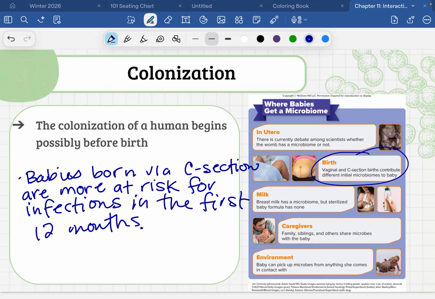And then close contact with any of the people around it, the diet, eating food, anything else is going to colonize the baby with microorganisms. Okay, and then their environment, the baby can pick up microbes from anything they come in contact with. And that will continue throughout their entire lives. Your microbiome is ever changing. Your microbiome doesn't stop changing when you're born. Okay, your microbiome is going to change throughout your entire life.